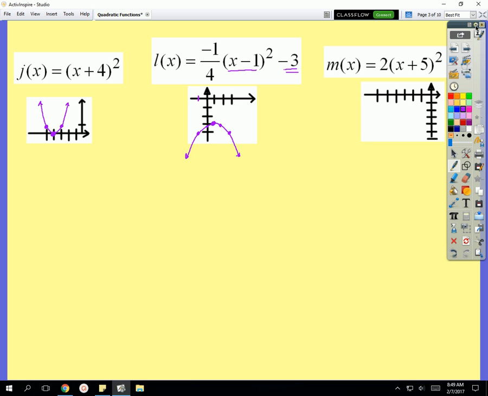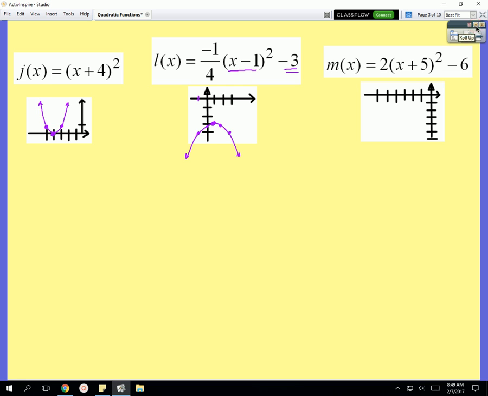And then m of x only moves left 5, down 6. So 1, 2, 3, 4, 5, down 1, 2, 3, 4, 5, 6. And the a value is 2. So instead of going out 1, up 1, I'm going to double that vertical stretch and go out 1, up 2.